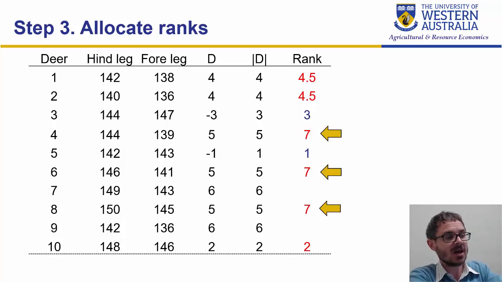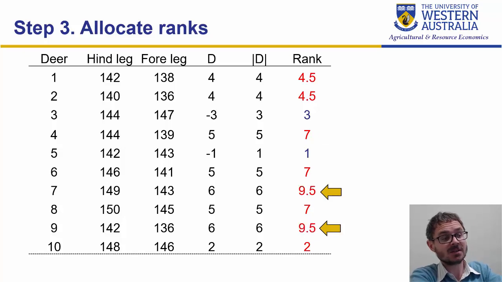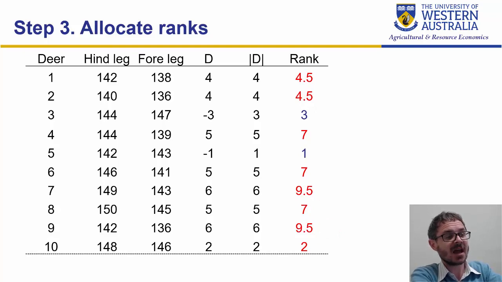I then continue on. At 5, I have 3 observations. So they fill positions 6, 7, and 8 in the rank order. So the average of 6, 7, and 8 is 7. So all of those values get a 7. So you can see that you can end up with quite a number of ties in your system. And then the last 2 absolute differences are 6, and they are positive differences. So they're observations 9 and 10 in the rank order, and so they get a rank of 9.5 and 9.5. So there I have allocated my ranks.